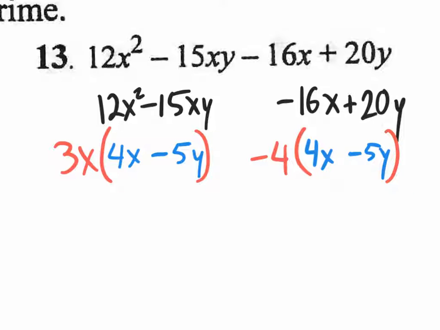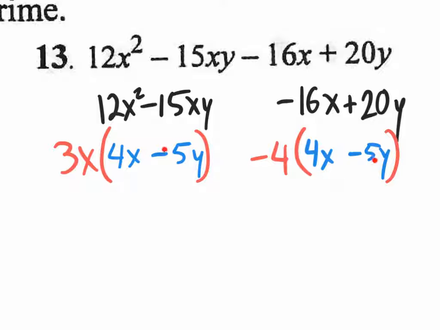-5y over here. So once again, if you were to just pull out a regular 4, you'd have a -4x and a positive 5y, and that would be the total opposite of this. So it's better to pull out a -4. That way, the binomial becomes identical. And that's what you need to factor by grouping.